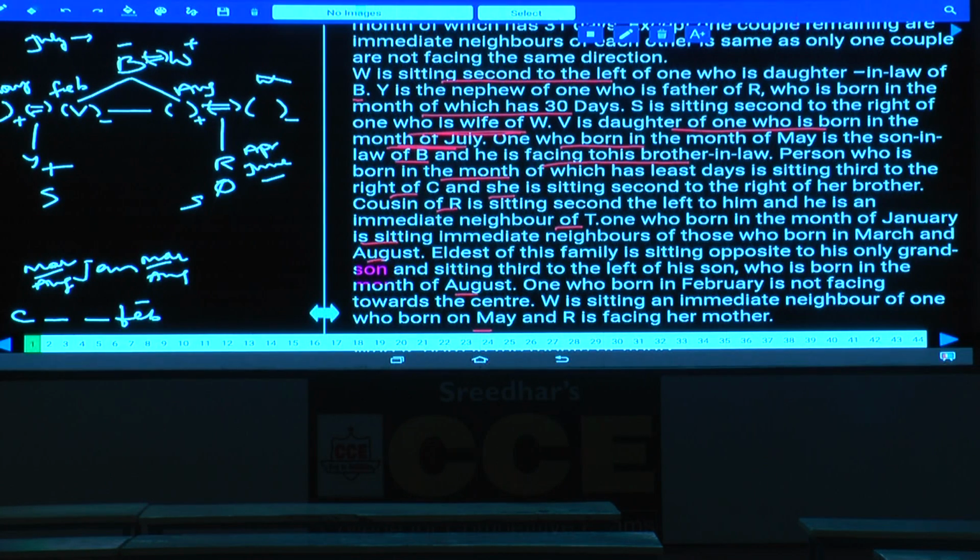Tell me who was born in May here? And R is facing her mother. Clear? R is facing her mother. This is the information we have. Now let us try to fix these persons in this circular arrangement.